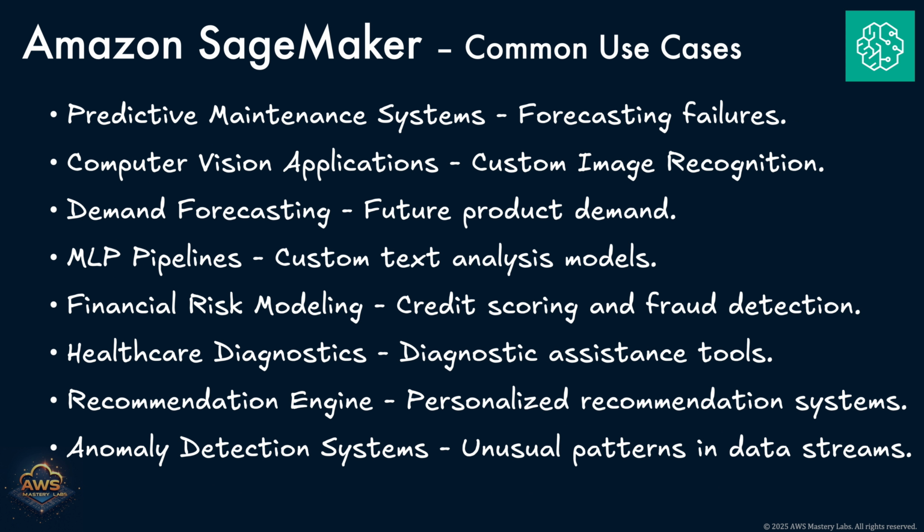Amazon SageMaker isn't just a powerful platform, it's also incredibly versatile, enabling a wide range of real-world machine learning applications across industries. One popular use case is predictive maintenance. By analyzing sensor data from machinery or vehicles, SageMaker can help forecast equipment failures before they happen, reducing downtime and saving on repair costs.